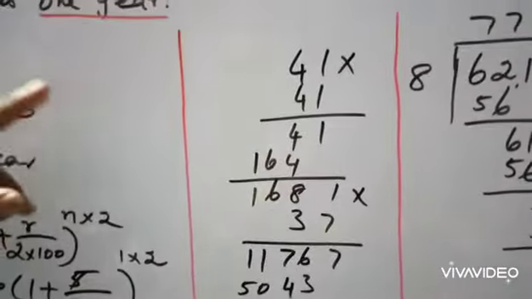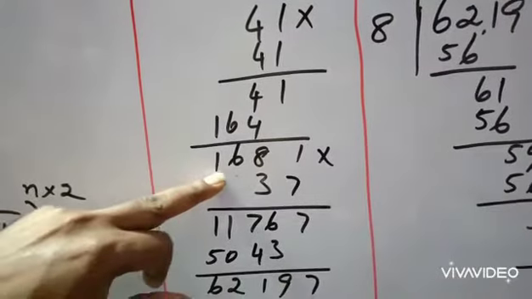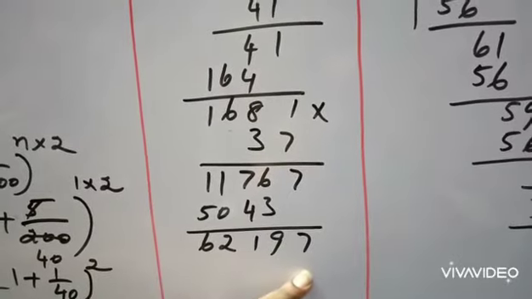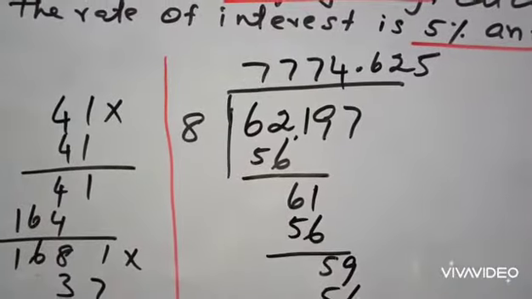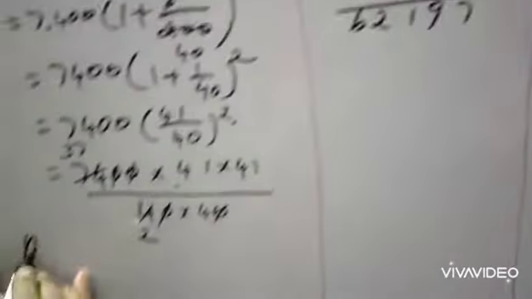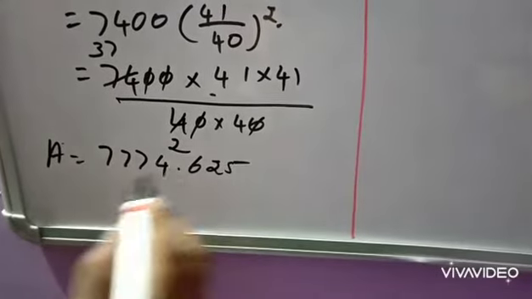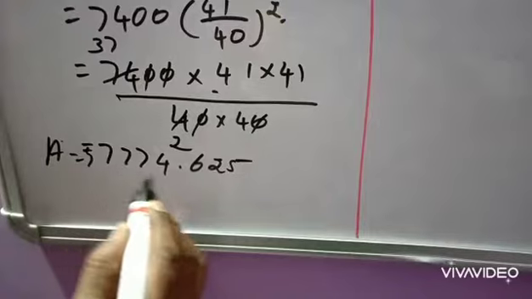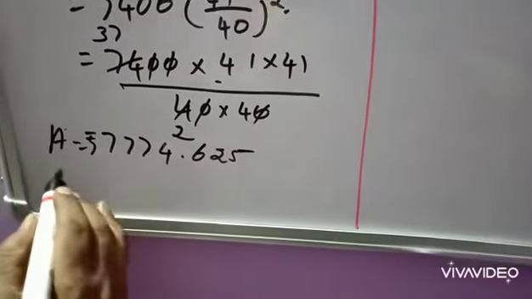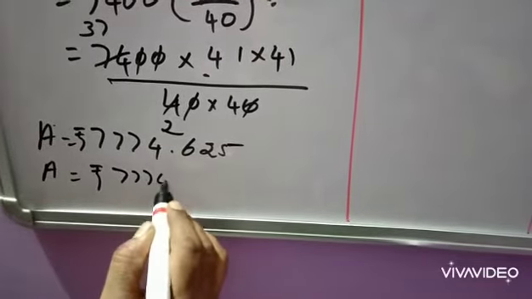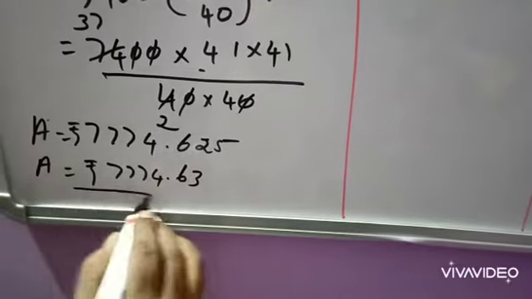So this is a simple calculation. 41 into 41, we have 1681. Again we are multiplying this by 37, so we have 62,197. So this we need to divide by 8. So we have now 7774.625. So amount equals 7774.625 rupees. So we can convert to 2 decimal places. So amount is 7774.63. This is the answer.